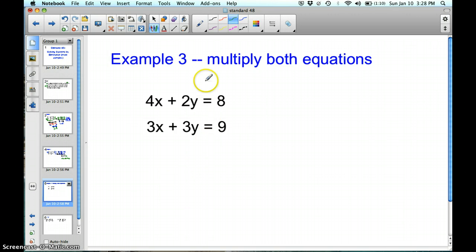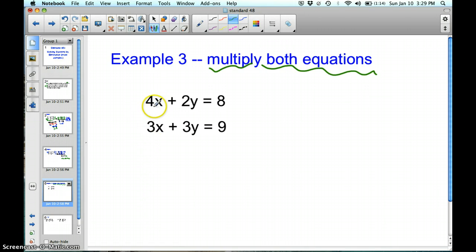Okay, so now we're going to look at an example where we have to multiply both of our equations. Okay, so let's take a look at our x's. We want the coefficient to be the same but different signs. Okay, so we want to think about a number that 3 and 4 could evenly go into. That number could be a 12. So what I want is my coefficient to both be 12, one be negative, one be positive.